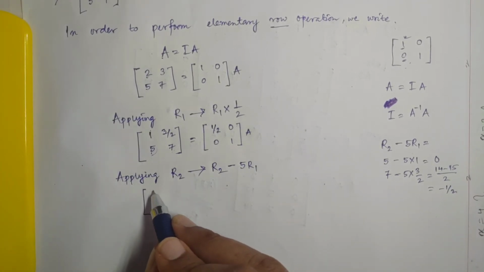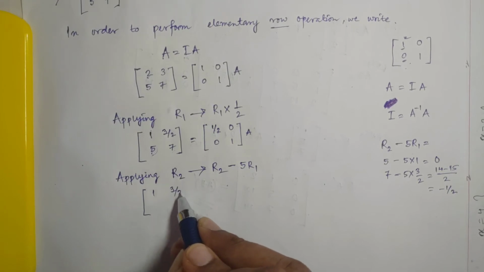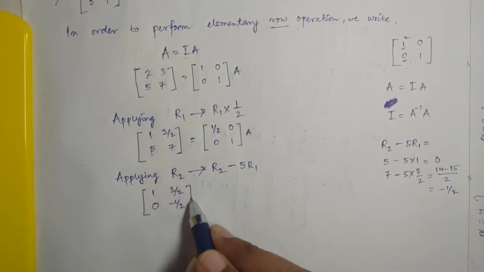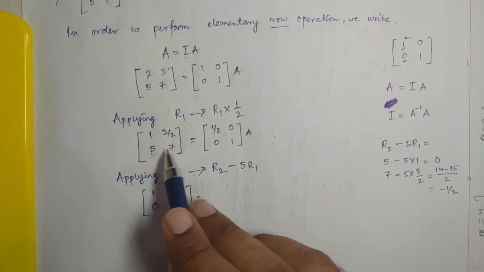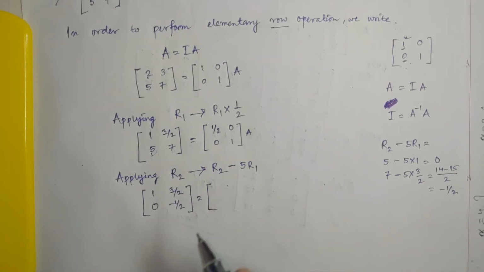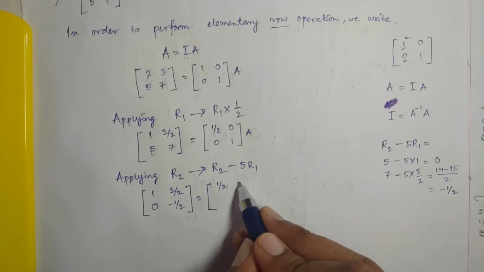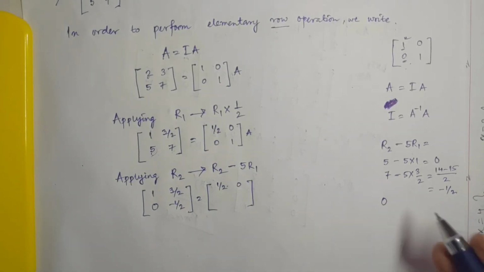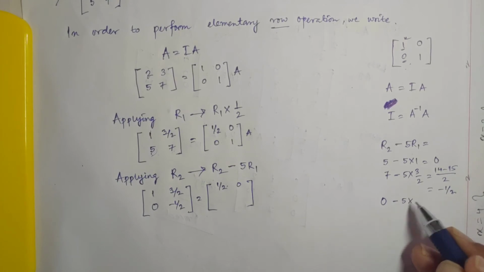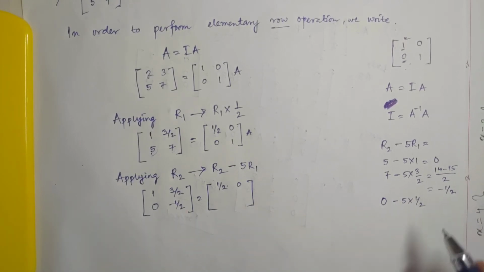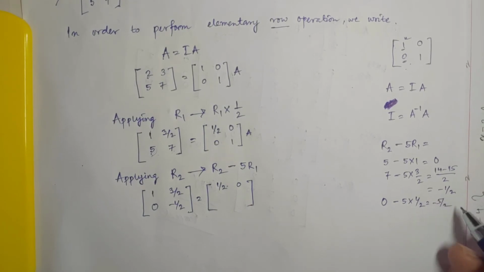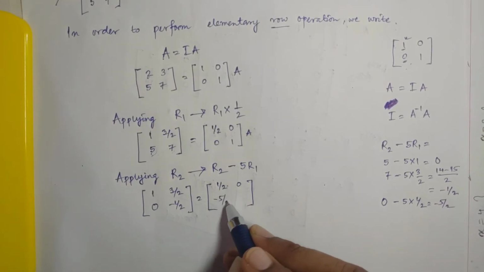We'll write here 1. Row 1 element will remain same. So here it will be 0. It will be minus 1 by 2. Now the same operation will be done in here. So this one will be what? Row 1 element will remain same. So first thing, row 2 is 0 minus 5 into row 1 element, the corresponding element is half. So it is minus 5 by 2.